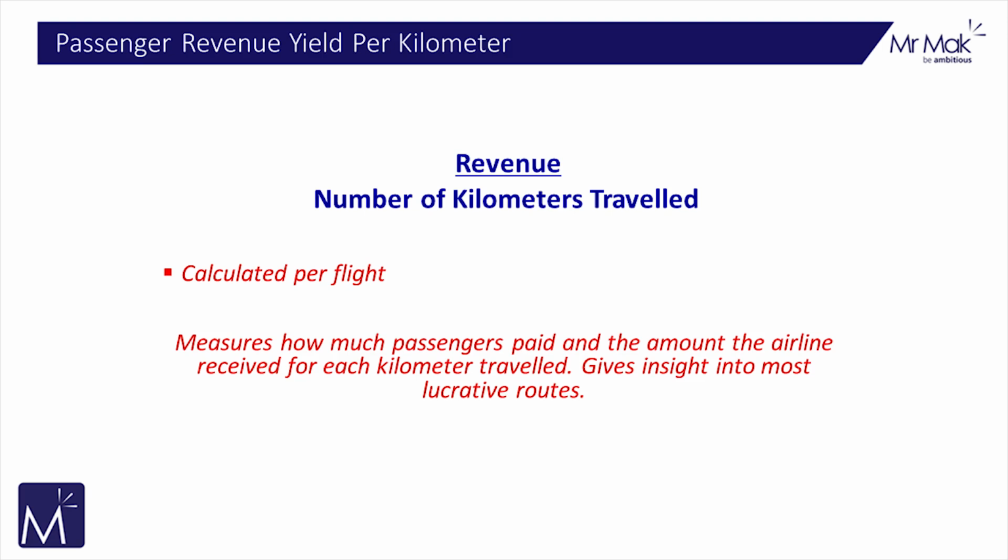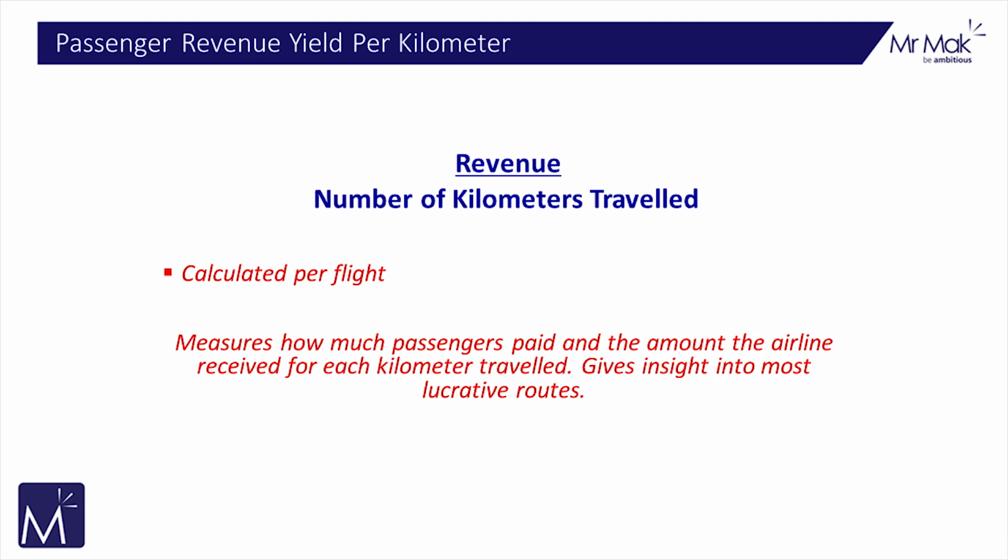The third ratio I'm going to talk about is the passenger revenue yield per kilometer. Effectively, this measures on average how much passengers paid for each kilometer of the journey. It gives insight into the most lucrative routes before taking into account any of the other costs that the airline has incurred.